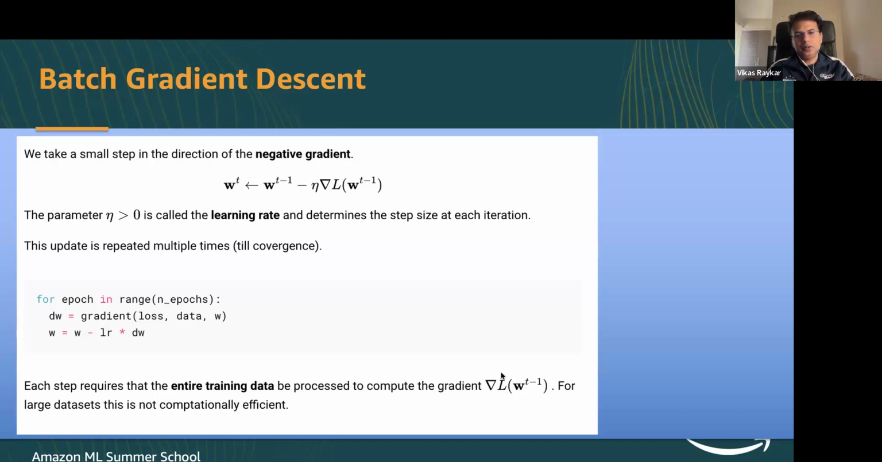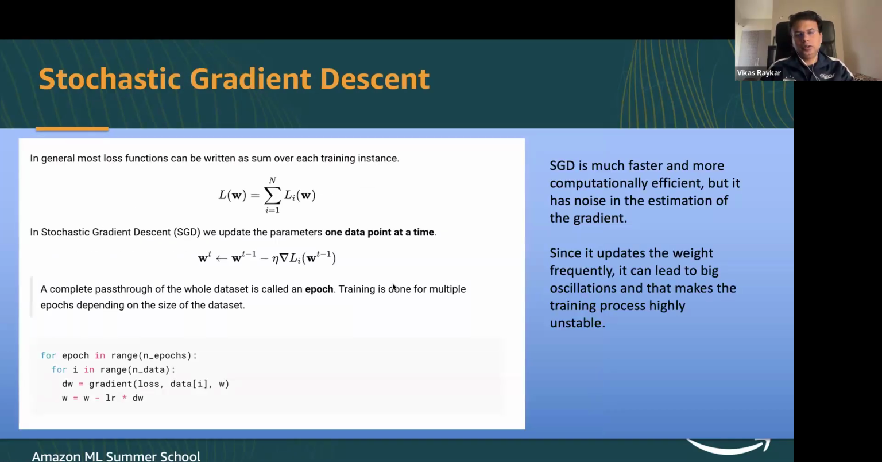While this works, for very large data sets, which is most of the time, computing the gradient over the entire data set is not computationally feasible. This motivates the most popular algorithm, called stochastic gradient descent.